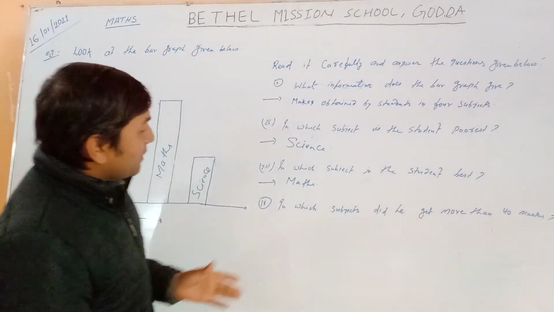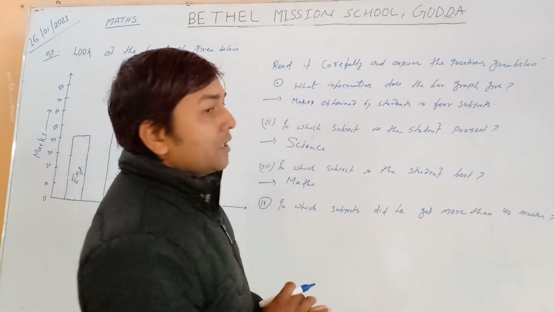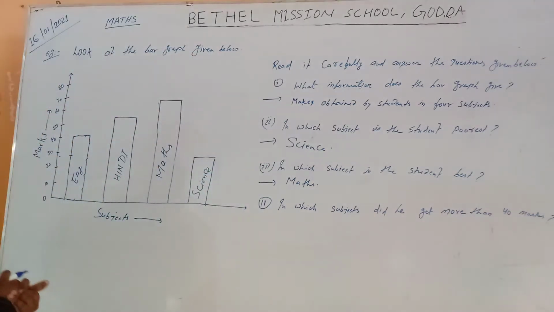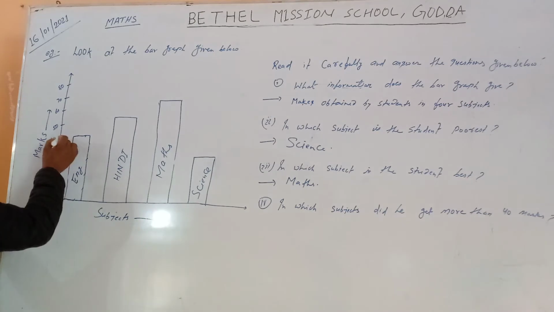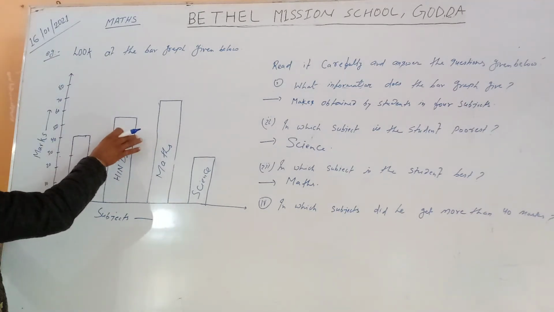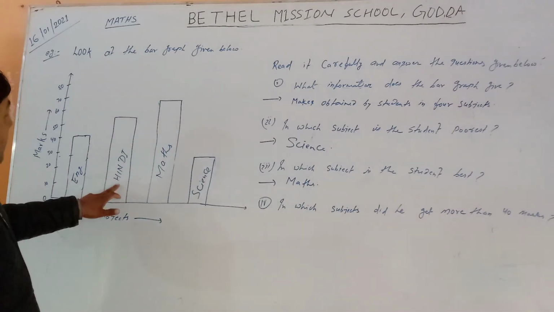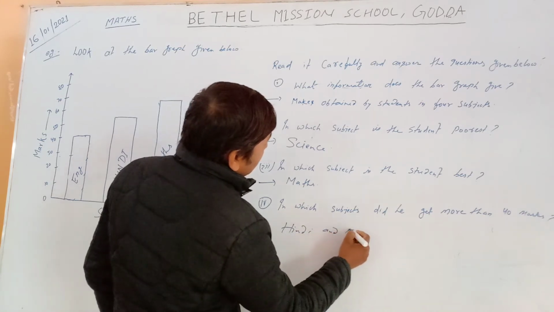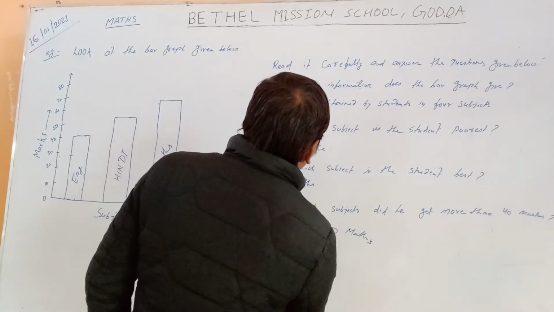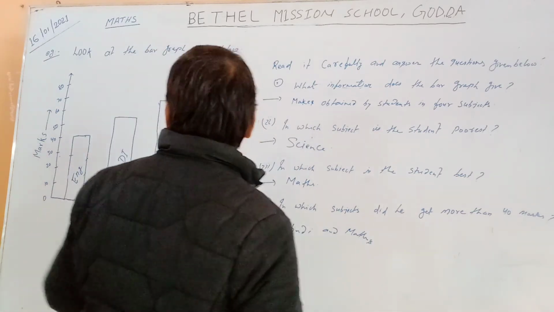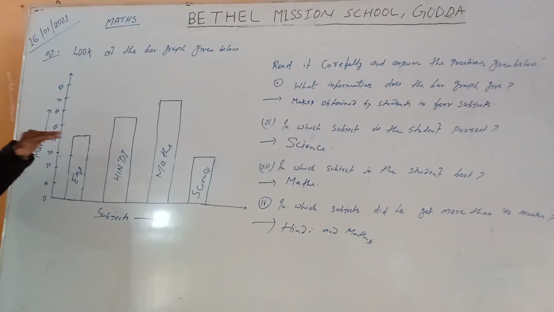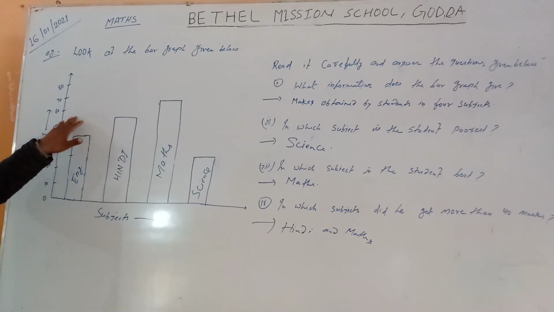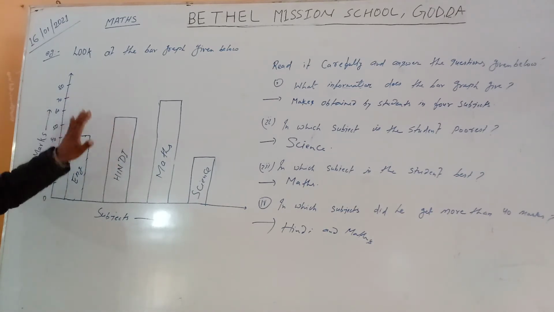And fourth question: in which subjects did he get more than 40 marks? Okay, more than 40 marks, you know that is 40. More than 40, 2 subjects: Hindi and Maths. They got more than 40 marks. In English, he gets exactly 40 marks, but Hindi and Maths got more than 40. Here about 55 and in Maths about 70 marks.